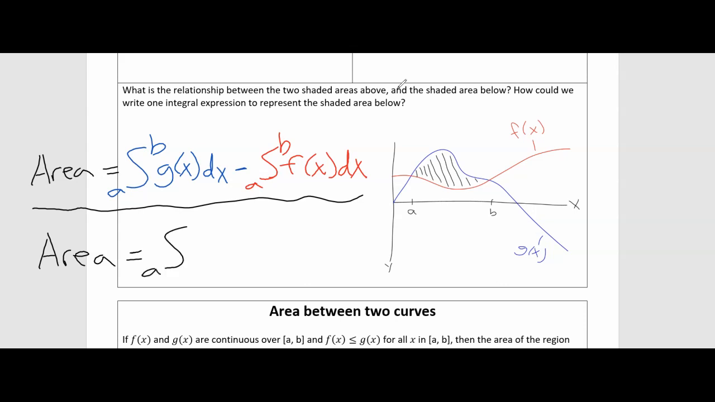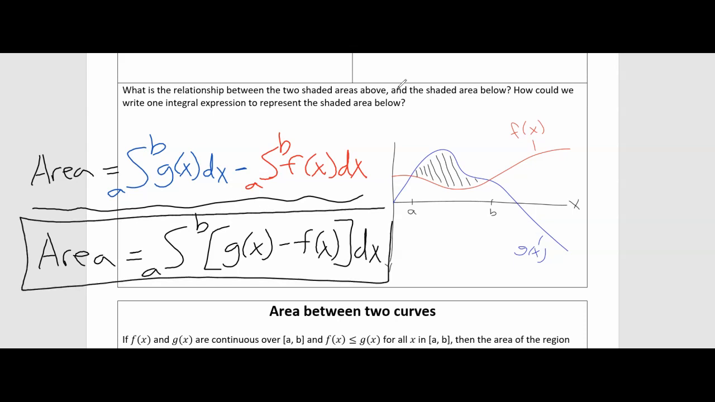Well, we do the integral from a to b, and I could just subtract the functions before I take the integral. So g of x minus f of x dx. Sometimes it may be easier to do the subtracting part first, and sometimes it may be easier to integrate first. Knowing we have both of these options gives us a choice.